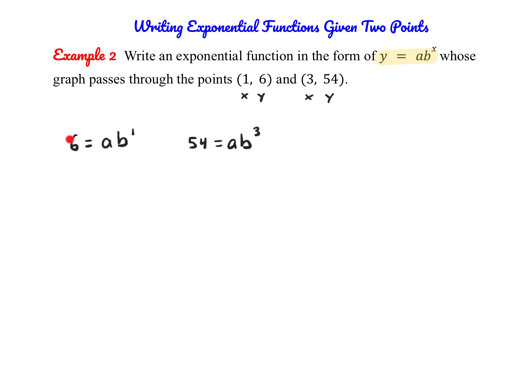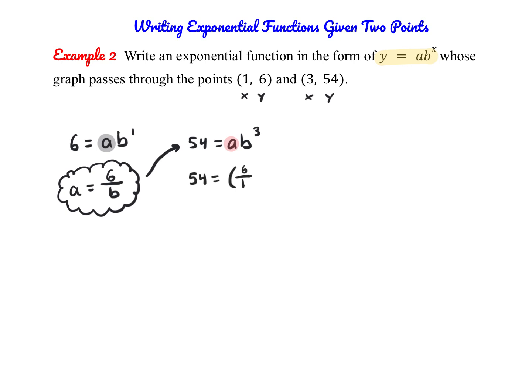So here, what I can do is I can isolate one of these variables and I can substitute it into the other equation. So here, let's try to solve for a. So if I divide both sides by b, we get a equals 6 over b. So this is an expression that we can then substitute into our second equation. So I'm going to replace a with 6 over b. So we have 54 equals 6 over b times b cubed.